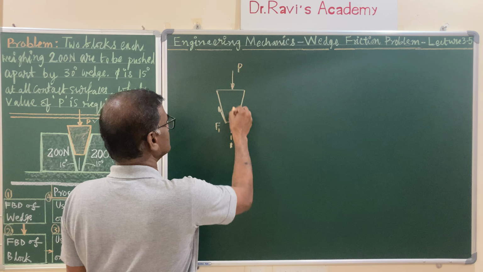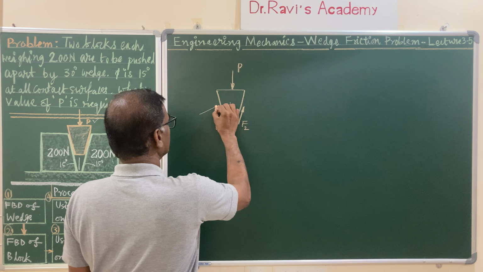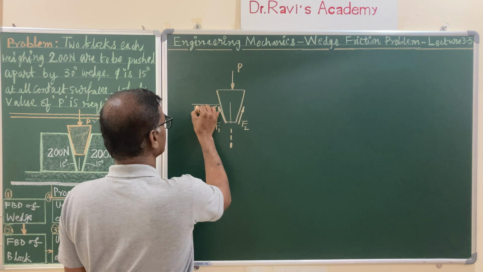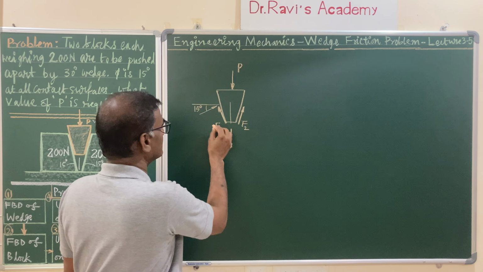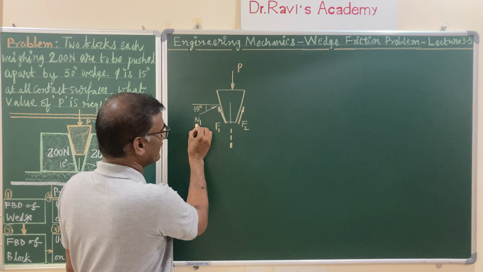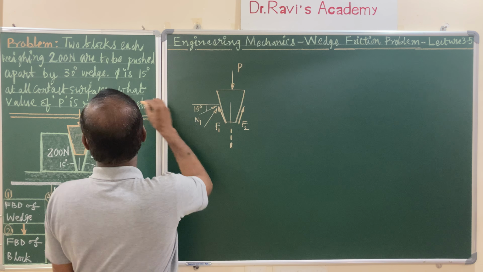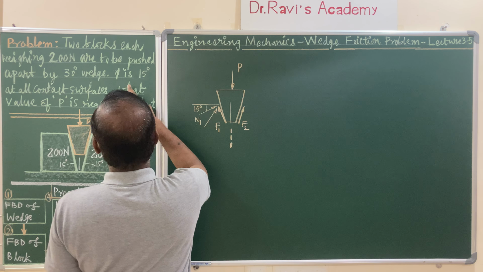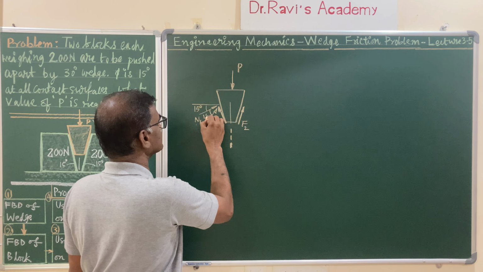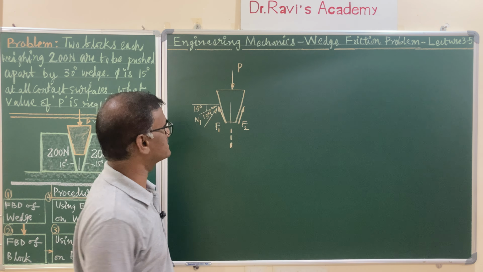This wedge is at an angle of 15 degrees with the vertical. So if you erect a perpendicular to the horizontal, this angle is 15 degrees. And this is your N1. The resultant of N1 and F1 is at an angle again. The limiting angle of friction phi is given as 15 degrees, and this is also 15 degrees. So that means with the horizontal it is at an angle of 30 degrees.